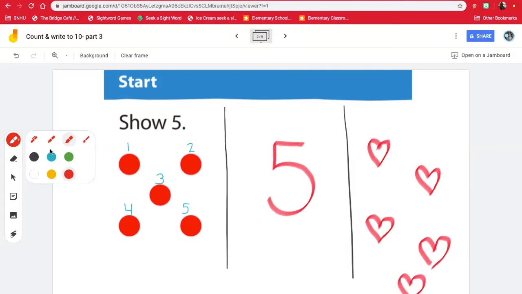How many hearts do I have? I see 1. So 1, 2, 3, 4, and 5. So there are 3 ways we can show 5, with the counters, the number, and the hearts.